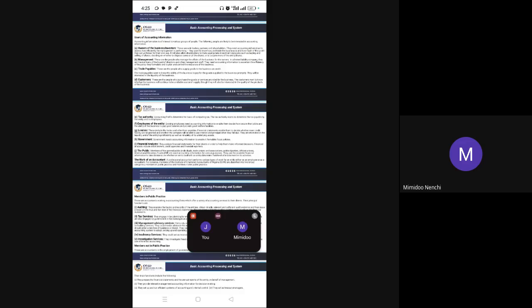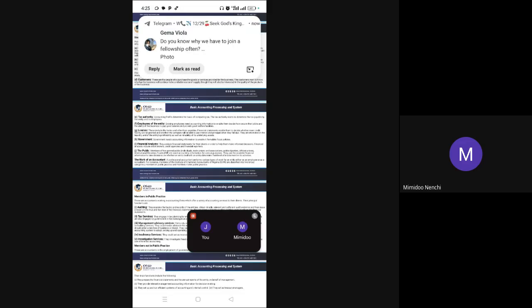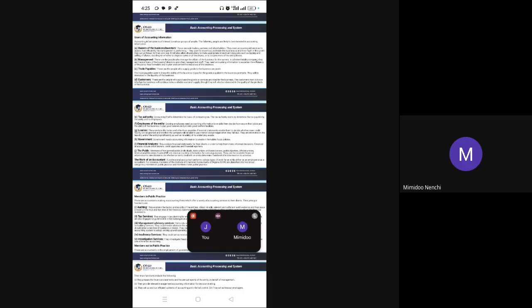The next set of people are the customers. They are people that purchase goods from the company, either on cash or on credit. These are people who purchase goods or services provided by the business. The customers want to know whether the business will continue to be a reliable source of supply.